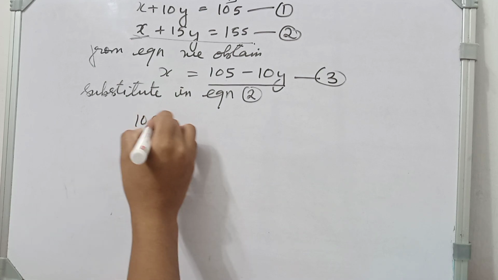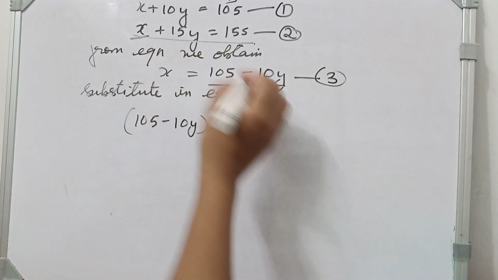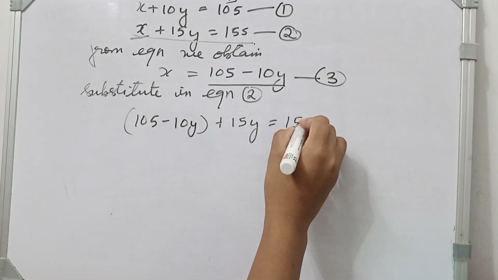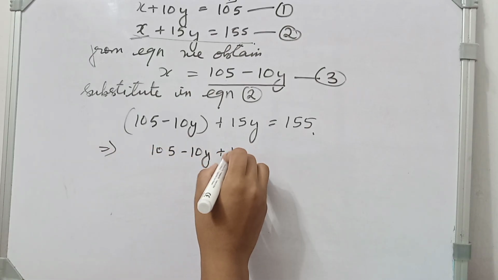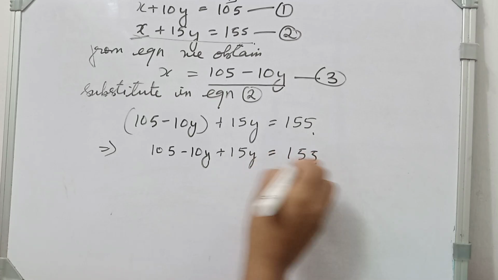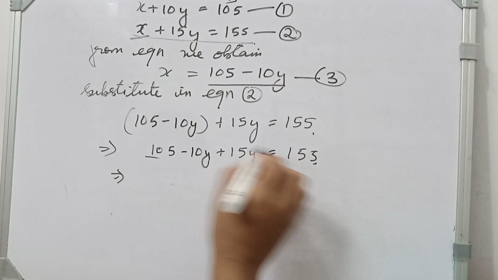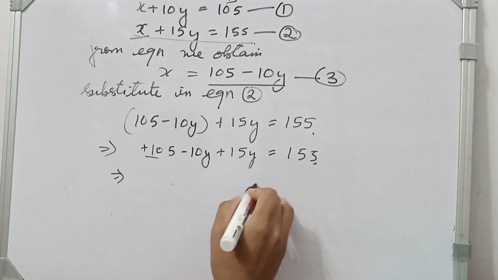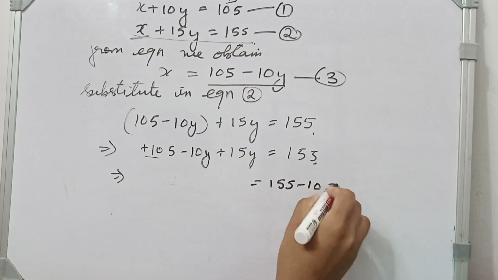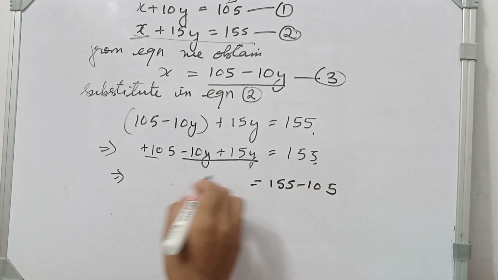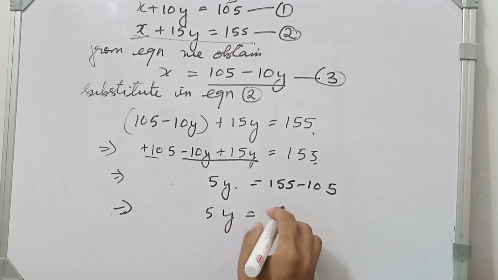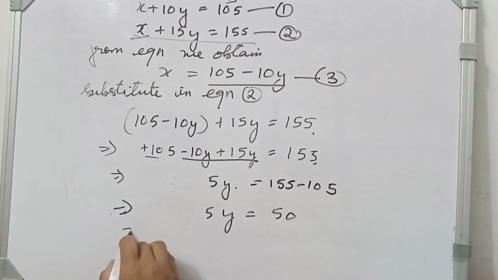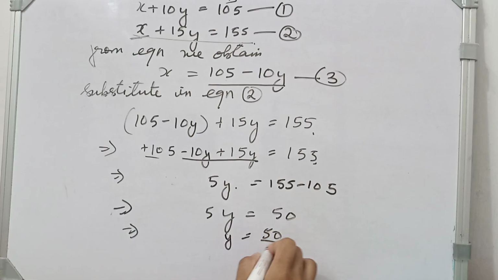So 105 minus 10y plus 15y is equal to 155, which implies 5y is equal to 155 minus 105, that is 50, so y is equal to 50 divided by 5. Then y is equal to 10.